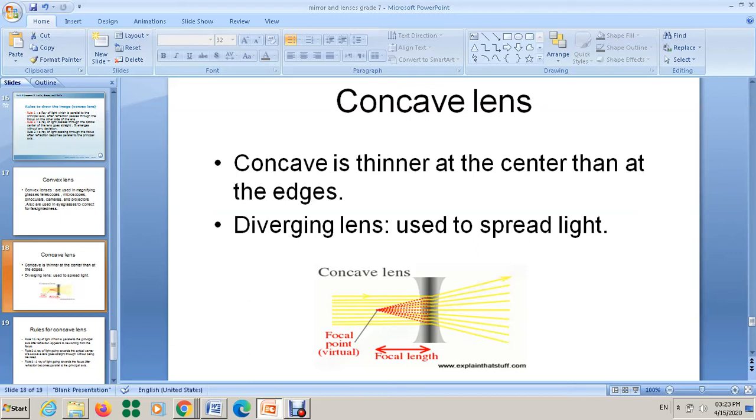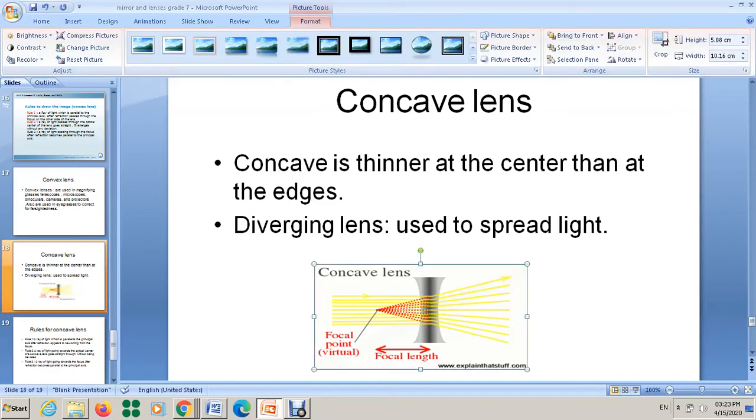Hello everyone. Today we're going to talk about the second type of lenses. The second type are called a concave lens. The concave lenses are thinner at the center than at the edges. I want to show you this figure here. As you see this figure, it's thinner in the middle than at the edges. It's not like the convex lens.